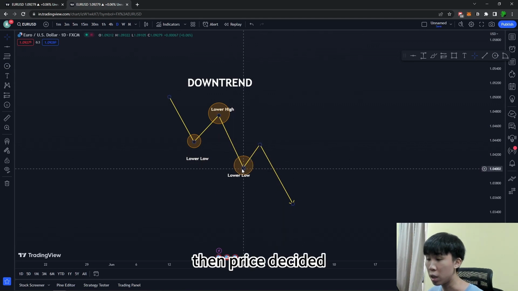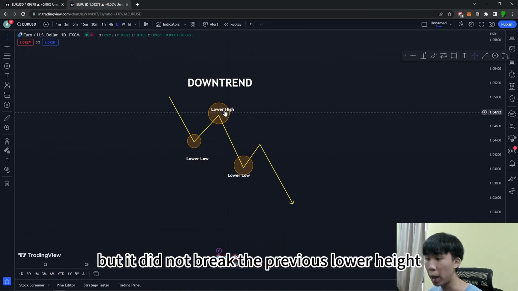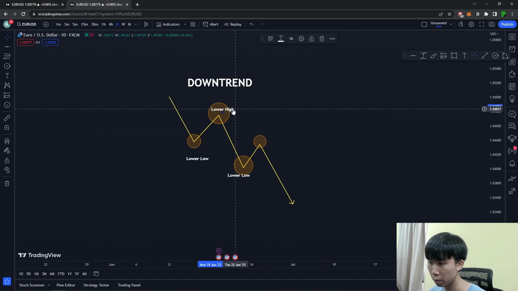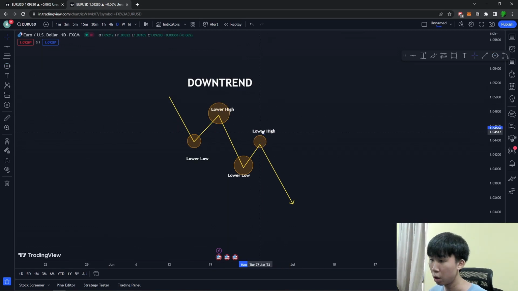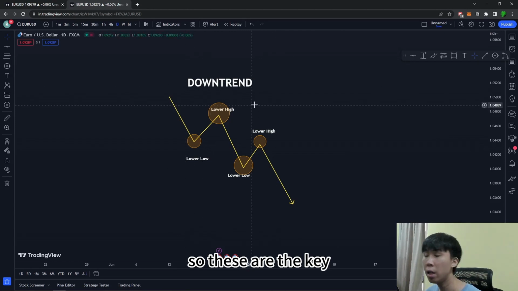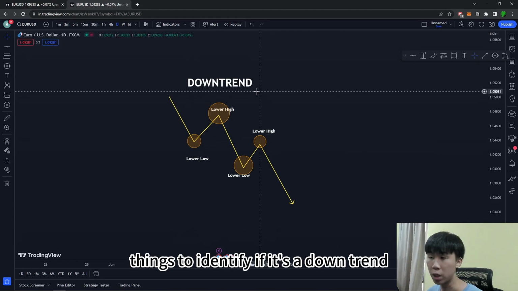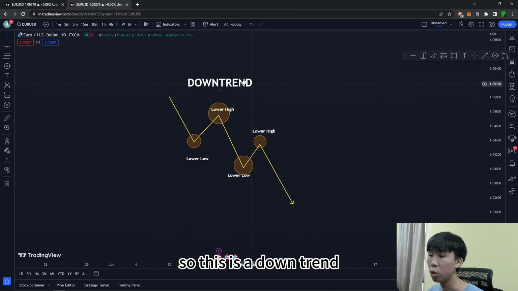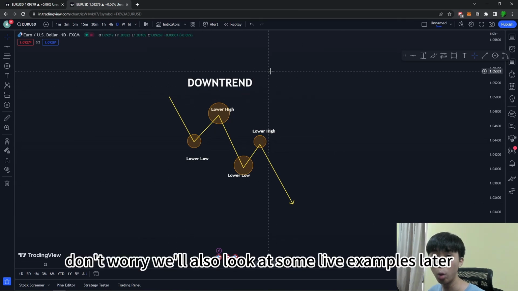Then price decides to go up again, but it did not break the previous lower high. So this is another new lower high that is formed. So these are the key things to identify if it's a downtrend: lower low, lower high, lower low, and lower high. So this is a downtrend. Don't worry, we'll also look at some live examples later.